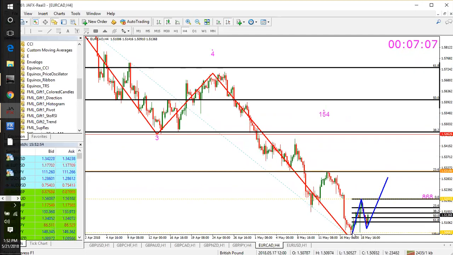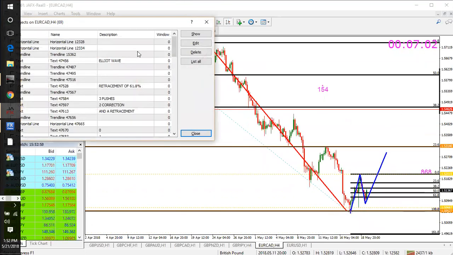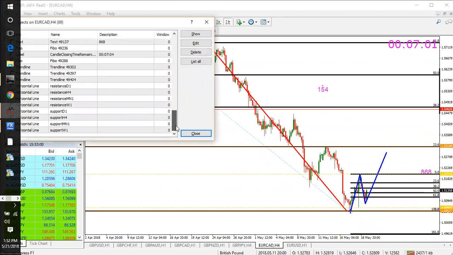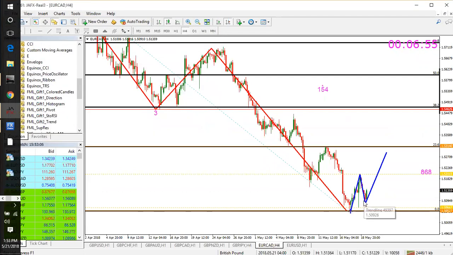How can I get rid of this fib now? Okay. What's the last Fibonacci? Gotcha. Okay, so that's how you get this one.